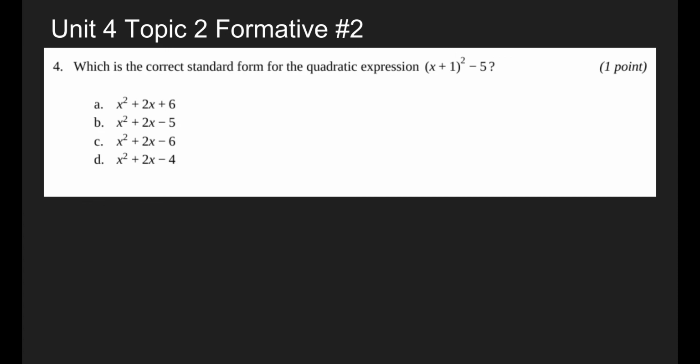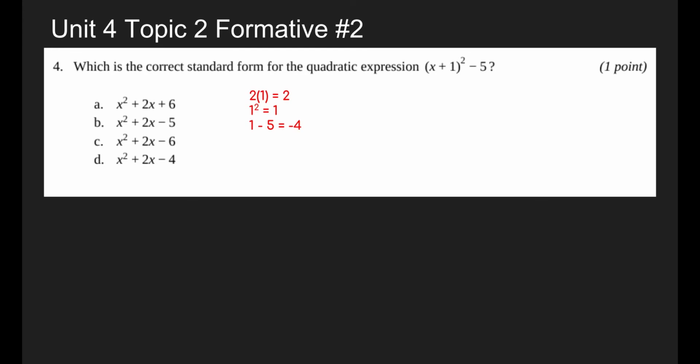So let's start with that. The square of x is x squared. That doesn't eliminate any choices. 2 times 1 will be the coefficient 2x, which doesn't eliminate any of the choices. So we now have to square the 1. 1 squared is 1.